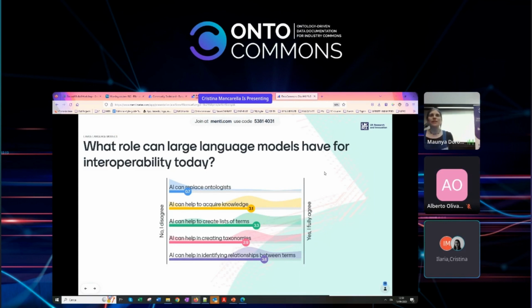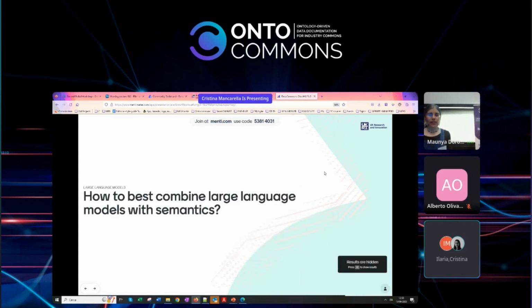Yes. I'm surprised. Chris wanted to say something in the end. I don't know if he wanted to make a comment. Chris? Okay. But I'm surprised that you also think it can help in identifying relations, which is not trivial. And maybe we can discuss this later.